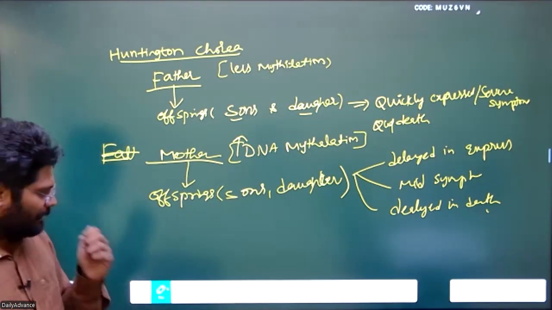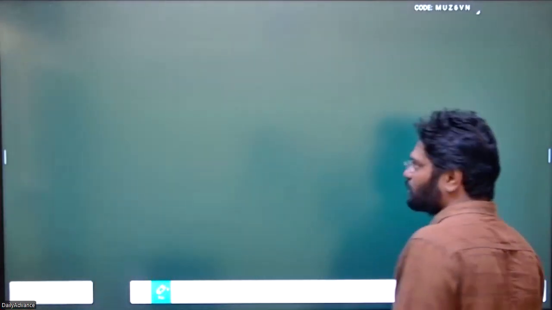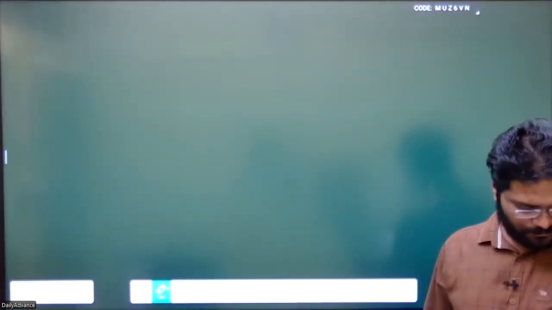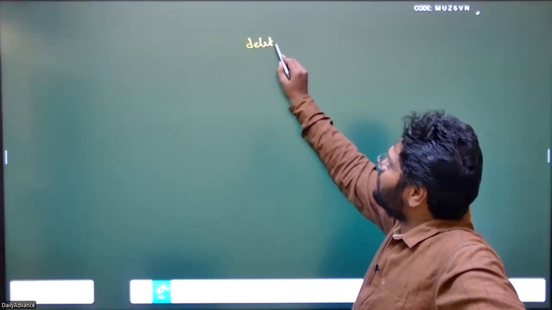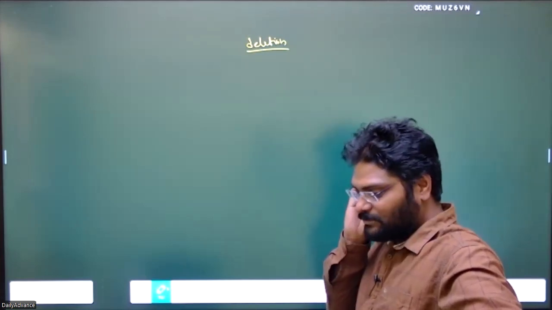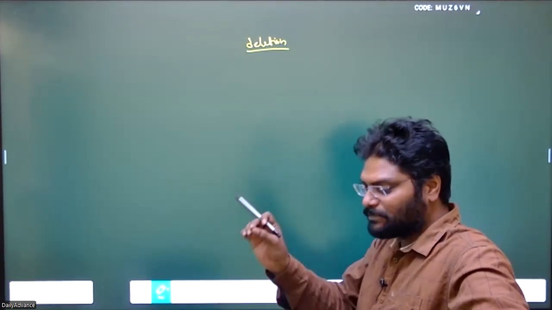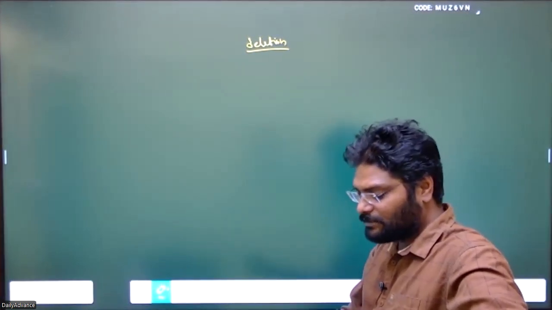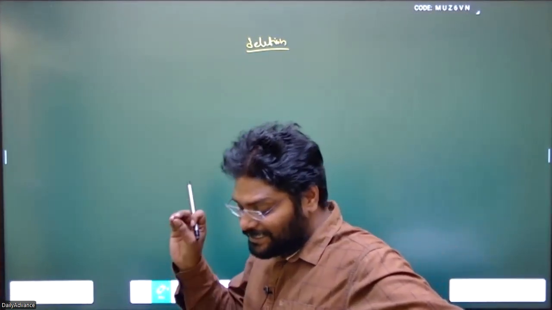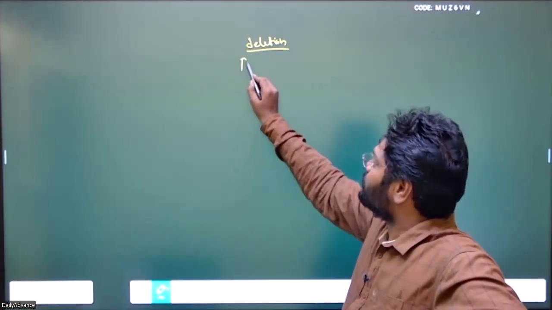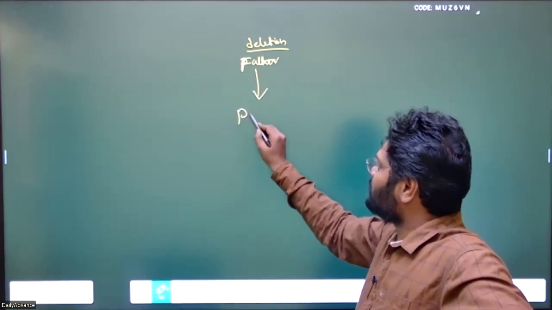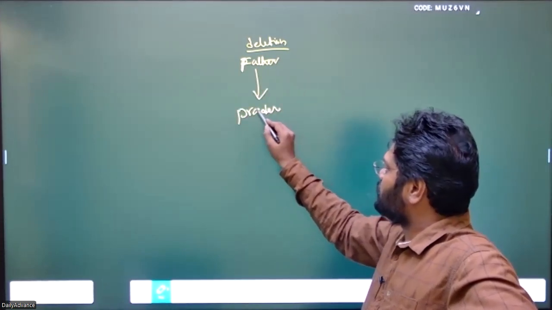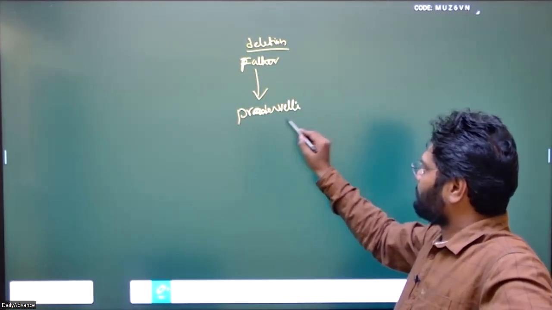Understand? So if you take another example, Prader-Willi syndrome. It is one of the deletion disorders. If any one of the pair has some chromosomal deletion during the crossing over time, some portion is deleted. If the deleted portion is present in the father, that disease is called Prader-Willi syndrome.